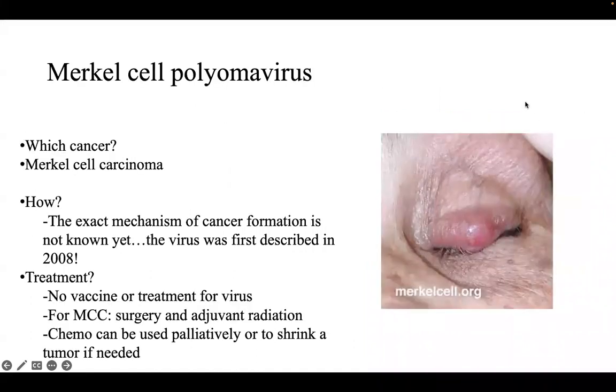So finally, we have the Merkel cell polyomavirus, which causes Merkel cell carcinoma. And for this virus, the exact mechanism is not known yet. And there is no vaccine or treatment for the virus. But once the person gets Merkel cell carcinoma, they can get surgery or radiation.